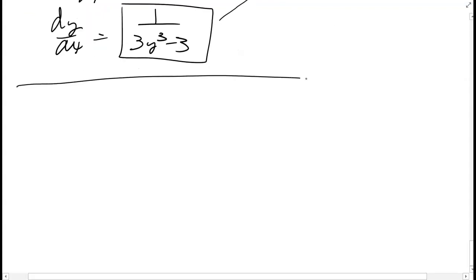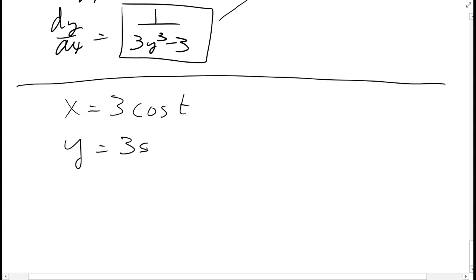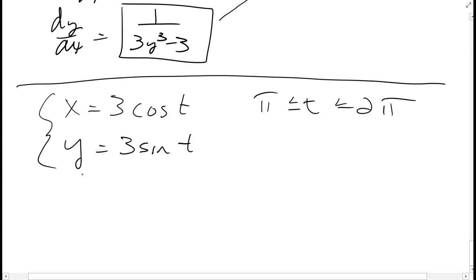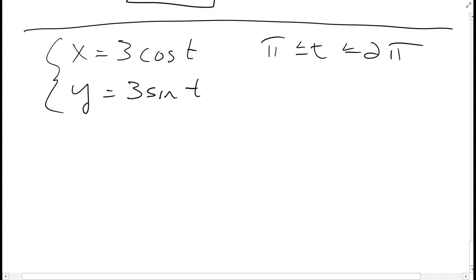And the last thing I'm going to do is just go back to those circles. But this time I'm going to put it between pi and 2 pi. Those parametrics, how do you know they're a circle? Well, x has the cosine, y has the sine, and the coefficients are the same. If the coefficients were different, you'd have an ellipse. So what I want to do is verify the equation of the circle.